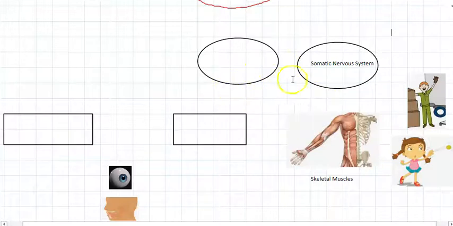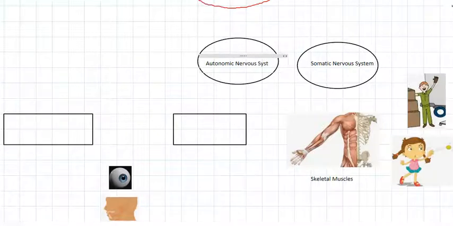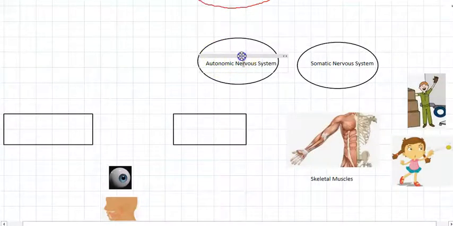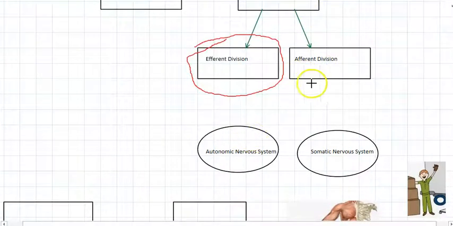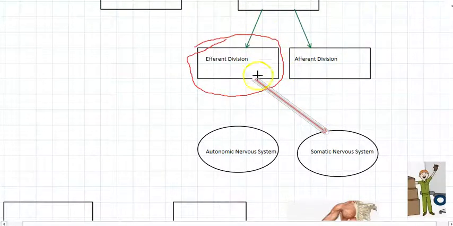But then on the other hand, some nerves go to organs that we can't control voluntarily. And in that case, scientists have called it the autonomic nervous system. Autonomic basically meaning automatic. So those functions are happening involuntarily. So the efferent division is made up of these two types of nerves.